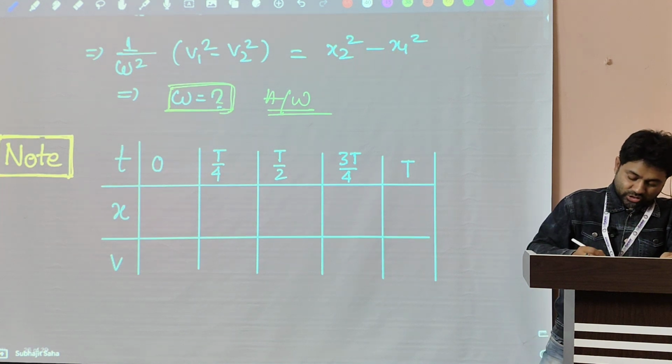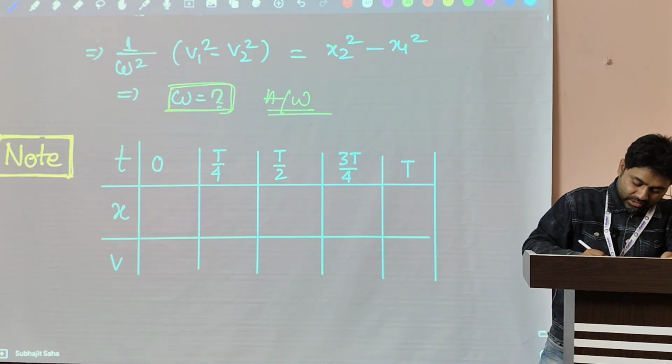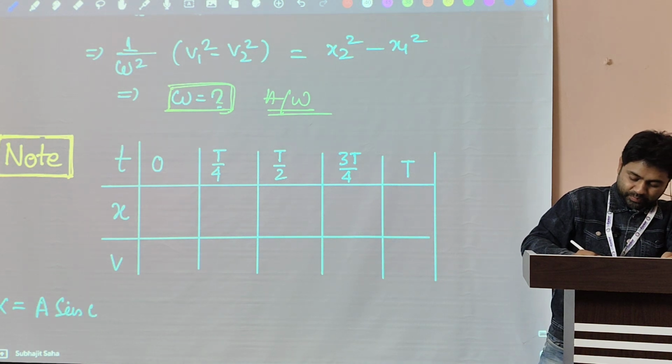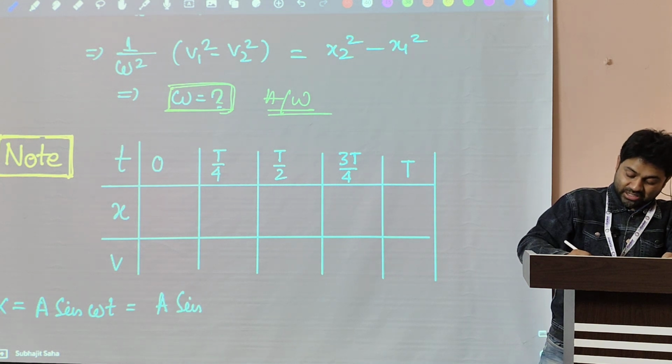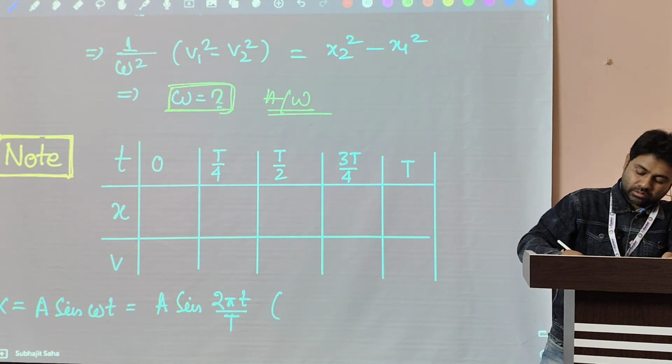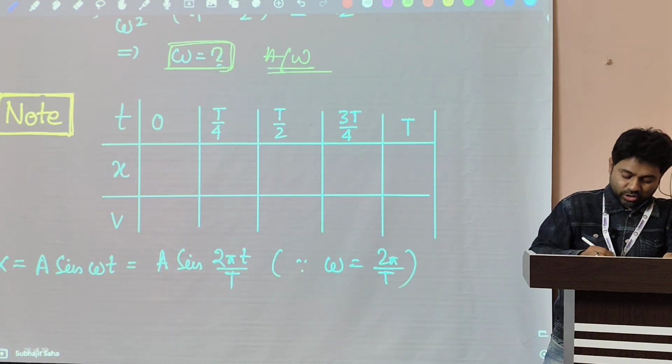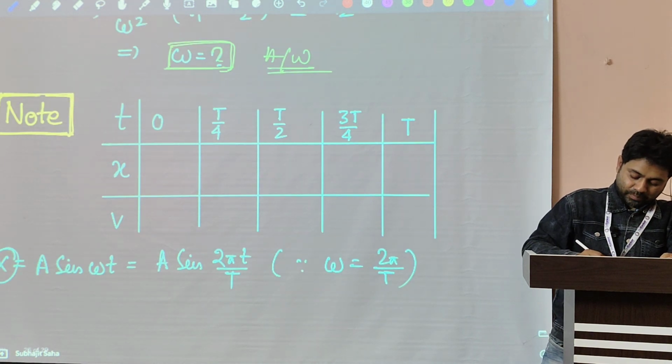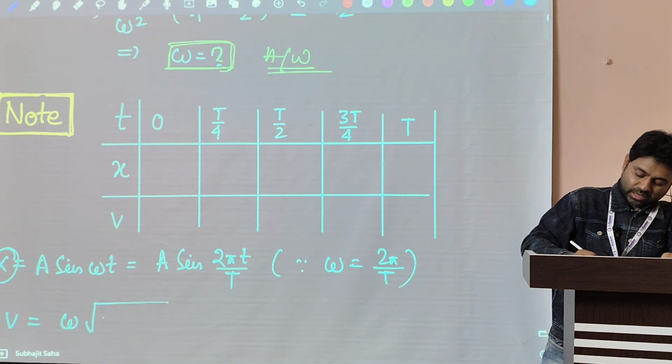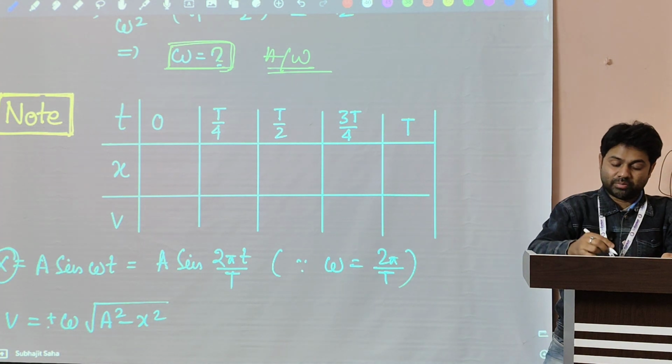We are going to use the equation x equals a sine omega t, where omega means 2 pi by capital T, where capital T is the time period. Using this equation, we will find the values of x, and then we will use the equation v equals omega root a square minus x square, and consider the positive or negative sign to find the value of v from x.